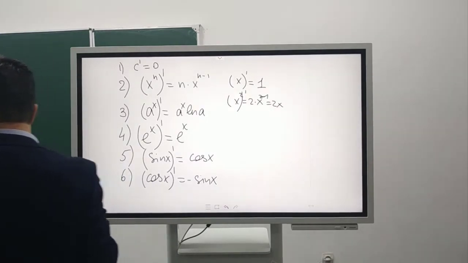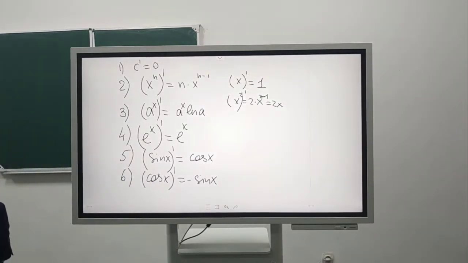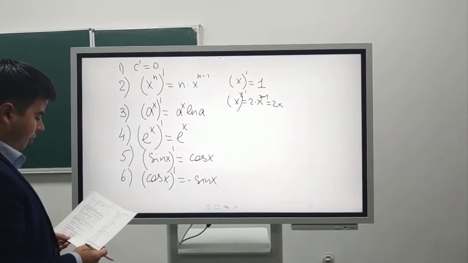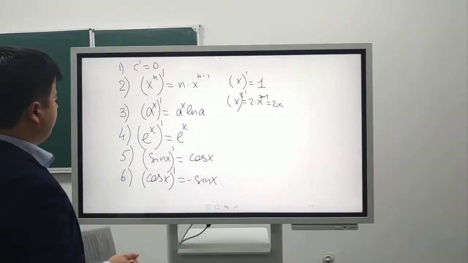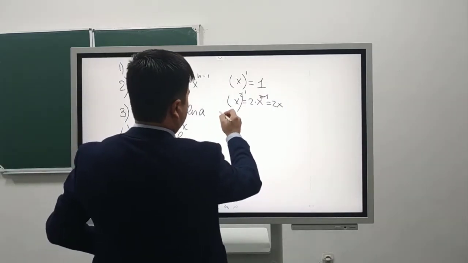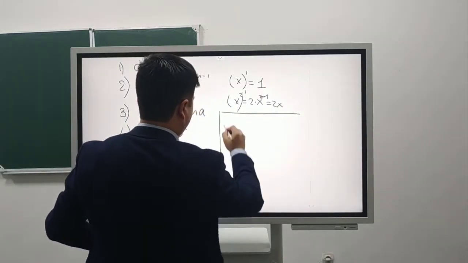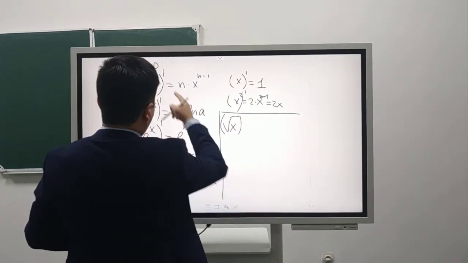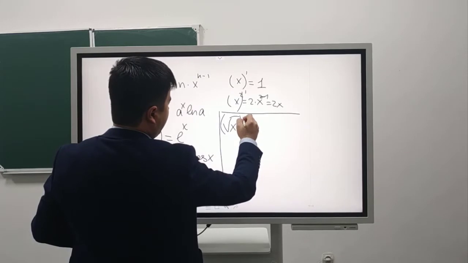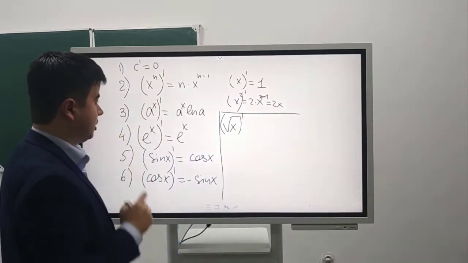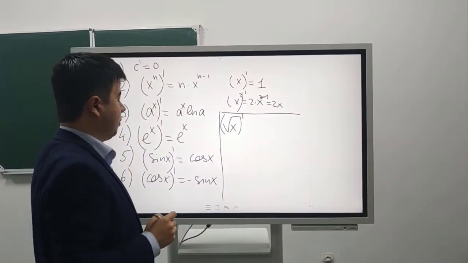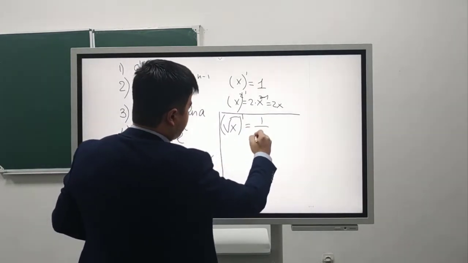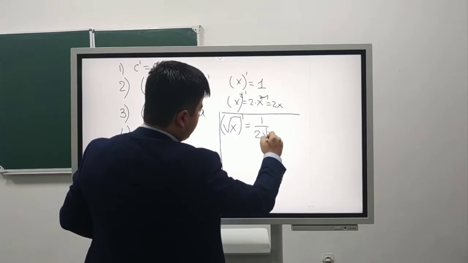And other ones. So here we have also other functions. For example, we can write here square root of x also. So square root of x is just x to the power of 1 over 2. If we use this formula, we can write the derivative as 1 over 2 square root of x.